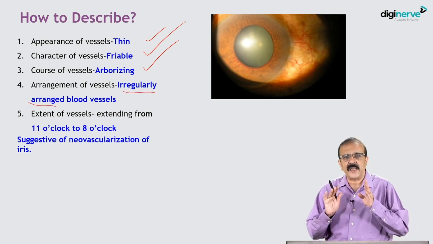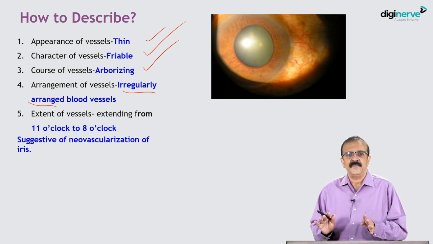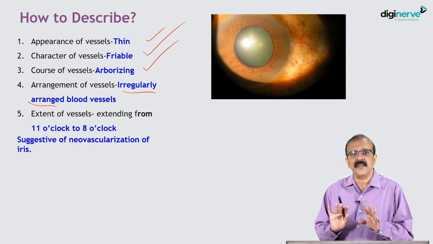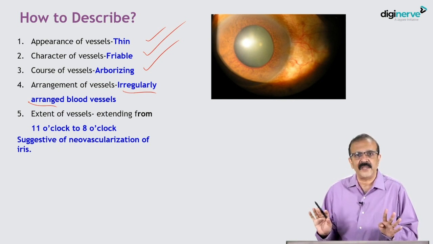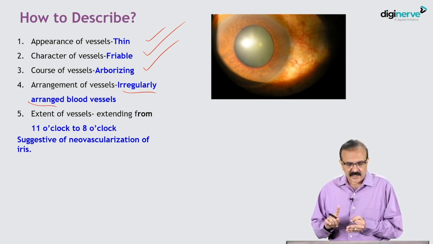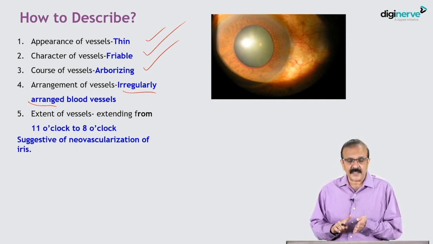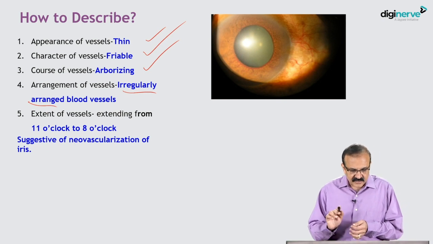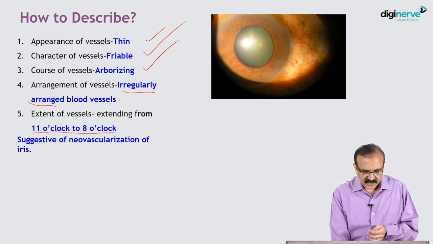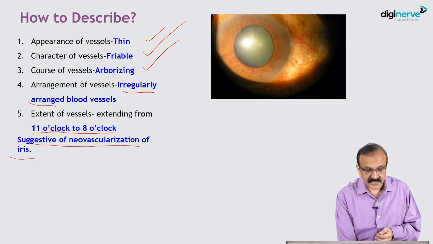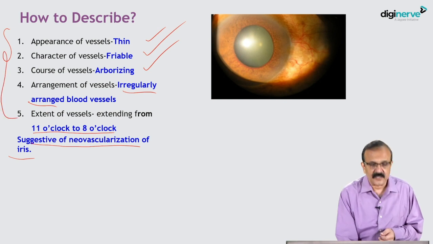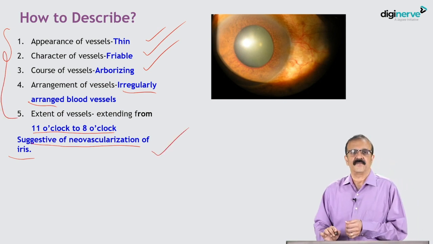You are able to exactly tell the examiner that what we are seeing are not normally dilated iris vessels. They are not normal variants. They are thin, they are friable, they are arborizing, and they are irregularly arranged, extending from 11 o'clock to 8 o'clock position, suggestive of neovascularization of the iris. So all these are important before you tell this.